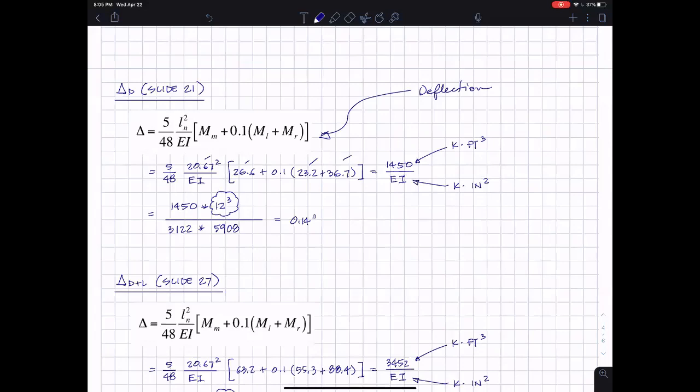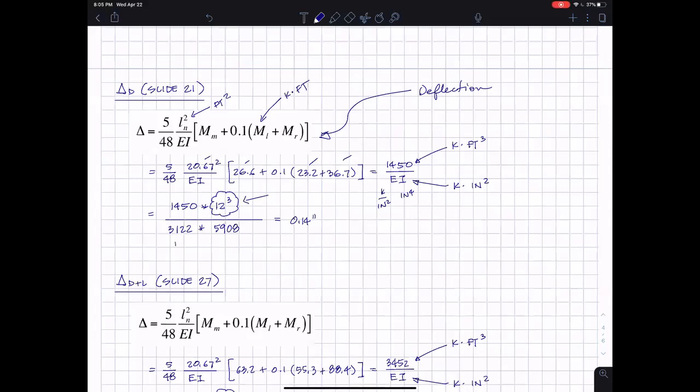But the 1450 is in kip feet cubed because L was in feet, so that's feet squared, and M is in kip times feet, kip feet. So the numerator is kip feet cubed. The denominator, E is in ksi, kips per inch squared, and I is inches to the fourth, so that comes out to kip inch squared. And so you're dividing foot cubed in the numerator by inch squared in the denominator. To make that work out, you have to multiply the numerator by 12 cubed to change that to kip inches cubed. 1728 is 12 cubed.